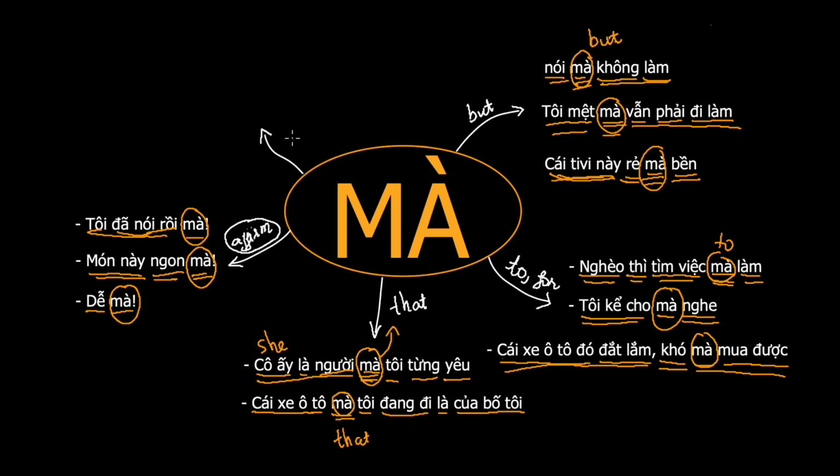Another way to use the word mà is to talk about the result of an action or the result of something. In this situation, mà can mean like so or so that. For example, here we have muộn rồi mà sao chưa ngủ. Muộn rồi means it's already late. Muộn means late. Rồi is already. Mà, so, sao, why, chưa ngủ. So why haven't you gone to sleep?